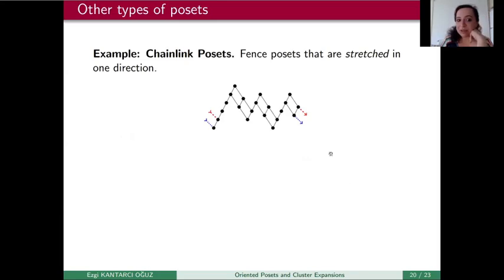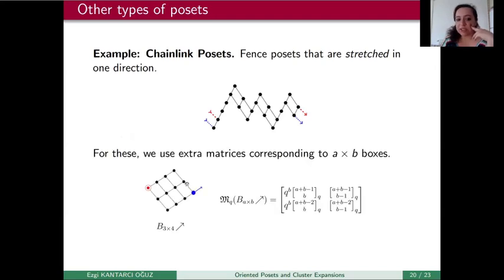But one can also do other stuff. One thing we did with Mohan again and Cem Yalım Özel. We were working on chain-link polytopes, a fun family of polytopes, and they had posets which were stretched in one direction. And for this, we just use these extra matrices corresponding to box pieces. So for an A by B box, you define this matrix and you add it into your calculations.